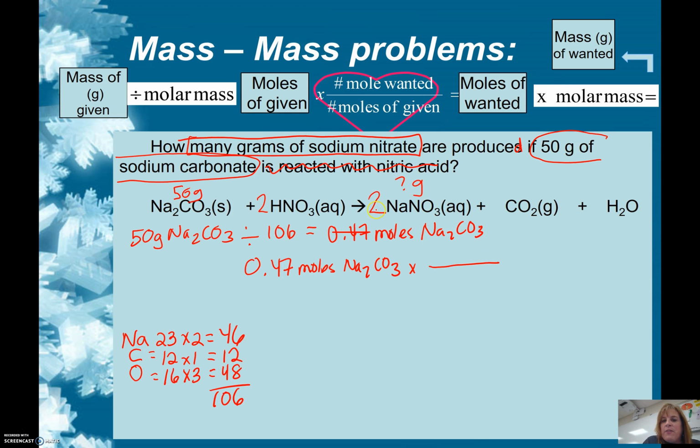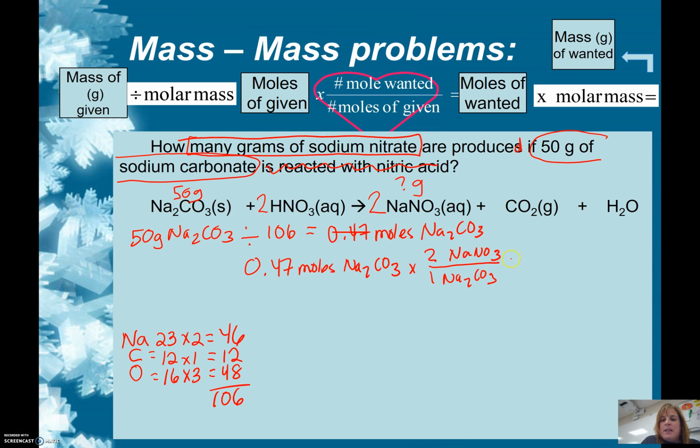This is the thing we're trying to find. The number in front is 2, so that means I have 2 moles of NaNO3. The number on the bottom is the number in front of what we were given. We were given sodium carbonate. Notice there's no number there, that means that's 1. So Na2CO3.